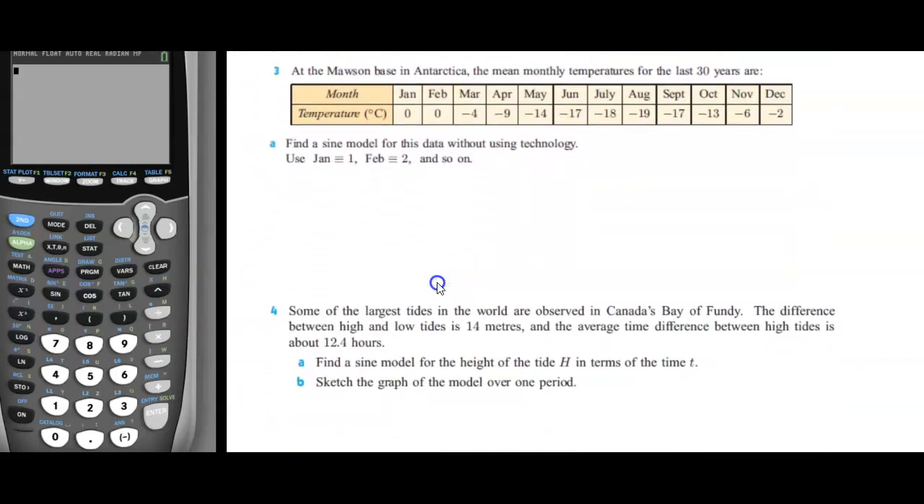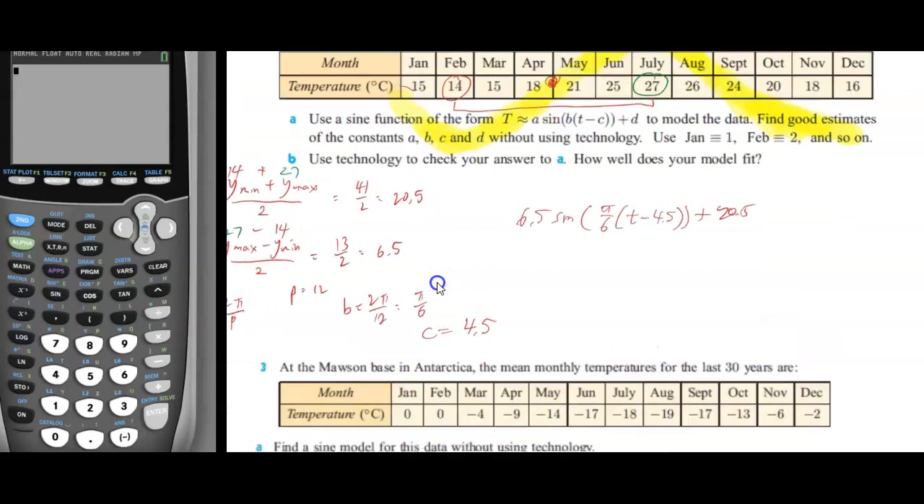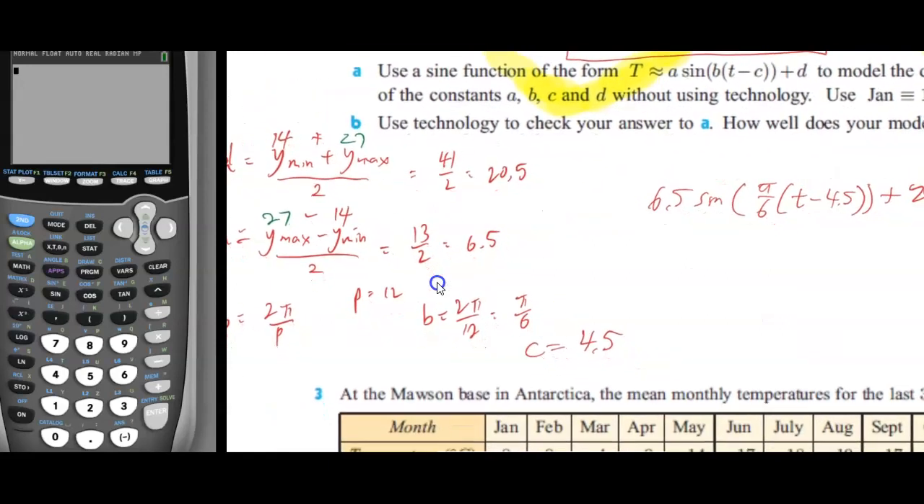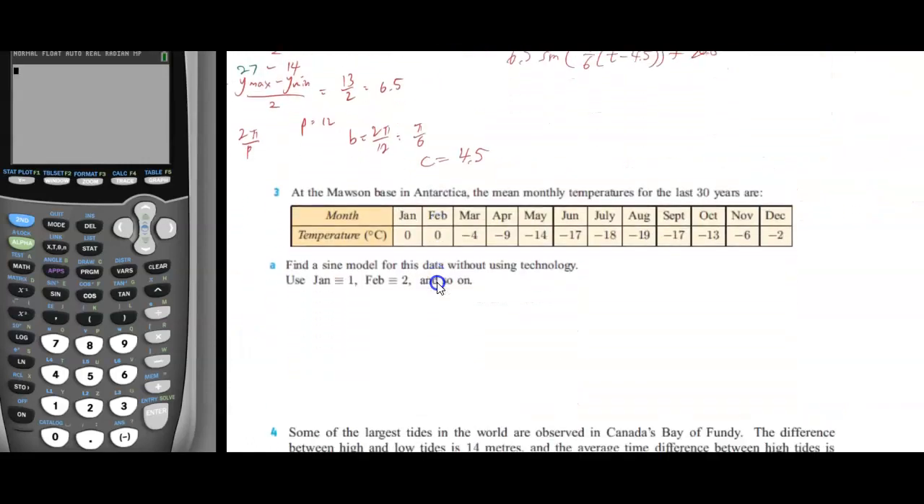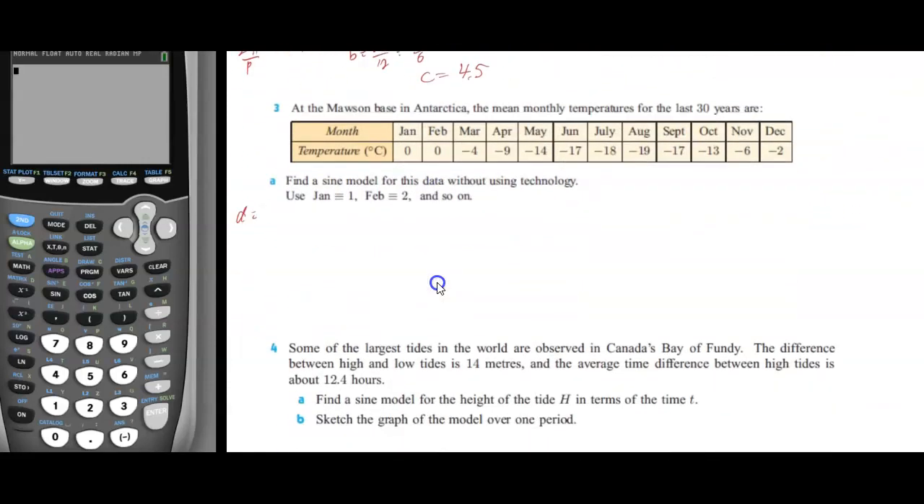At the base in Antarctica, the mean monthly temperatures for the last 30 years are given. Use a sine model without using technology. So we're going to do pretty much the same thing we did before. Let's just look at our formulas to review them, D, A, and B. For D, I'm going to take my minimum value. These are negative temperatures, so the most negative number is negative 19, so that'll be the minimum. The maximum looks like around here, because 0 degrees is the maximum temperature.